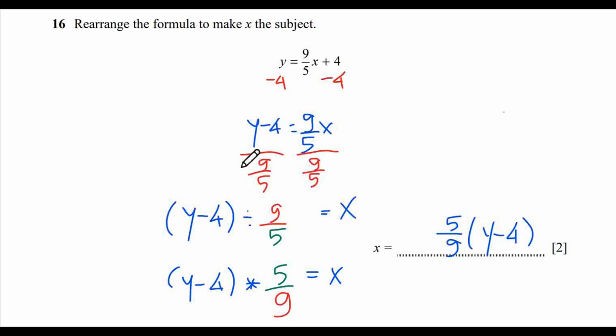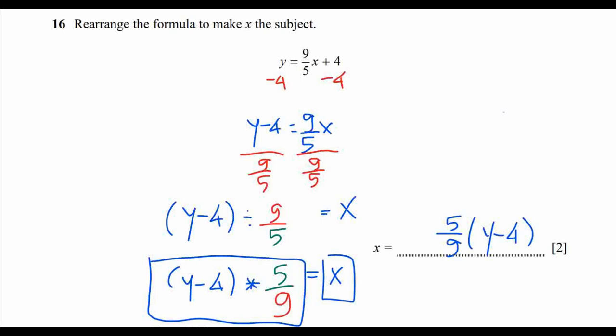Now y minus 4 divided by 9 over 5, we write like this. Division of a fraction, we convert into a multiplication, but we swap the top and bottom. 9 over 5 becomes 5 over 9. So that's how we got the result, x equals 5 over 9 times y minus 4. This and this we can just flip right and left. This step is to make x the last step. So this one here, right and left.